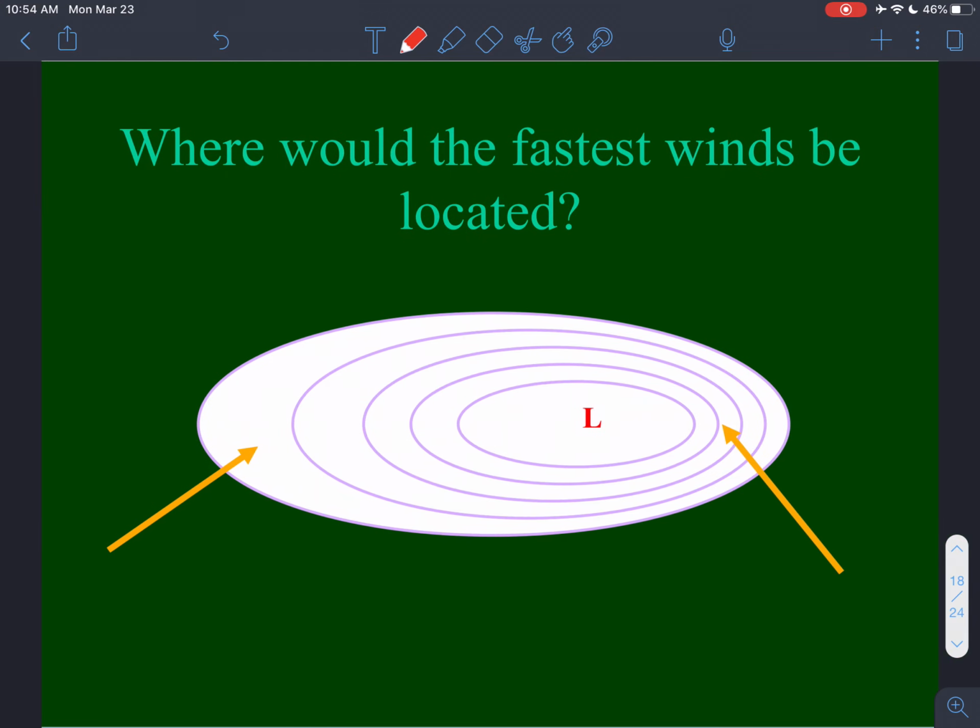So if you take a second to look at this map with our isobars, where would you find the fastest winds? Right, this area over in here, if you notice, the lines are very close together. So closer together, and that's going to lead to fast winds.